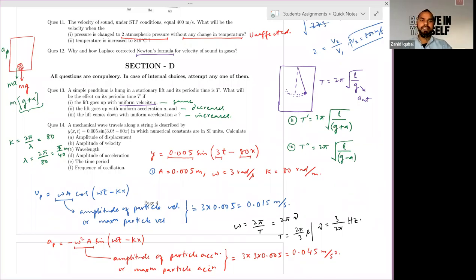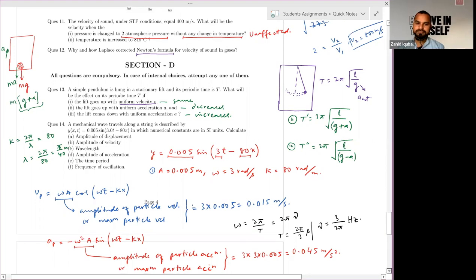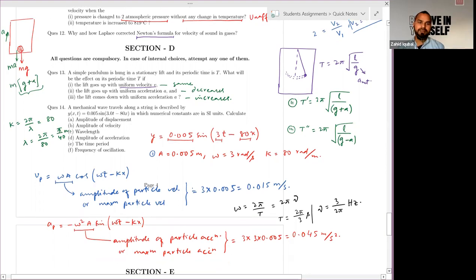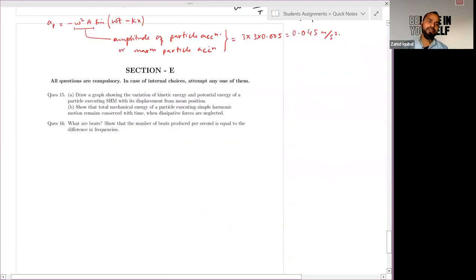Any doubt in any of the solution? Okay. In section E, we had 2 questions.